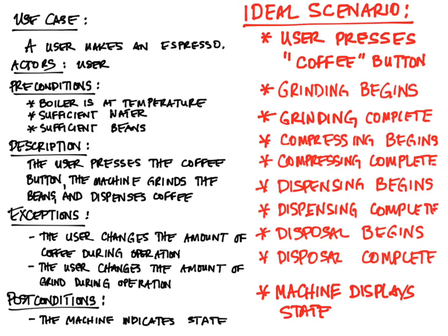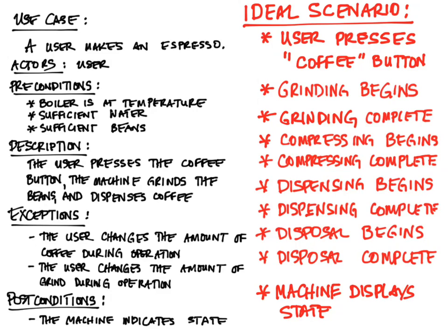So in this ideal scenario, I want you to note that we only describe events. So grinding begins and grinding completes are two different events. That is, it takes time for the machine to grind the beans. So we can't have an ideal scenario have an event called grinding, because grinding is a state. Grinding, compressing, dispensing, and disposal are, at a high level, the states that we see for the system. But we want to describe only the events as part of this scenario.